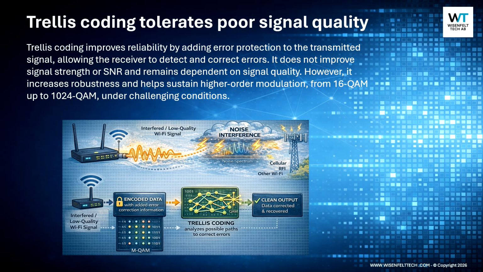Trellis coding tolerates poor signal quality. Trellis coding improves reliability by adding error protection to the transmitted signal, allowing the receiver to detect and correct errors. It does not improve signal strength or SNR and remains dependent on signal quality. However, it increases robustness and helps sustain higher-order modulation, from 16 QAM up to 1024 QAM, under challenging conditions.